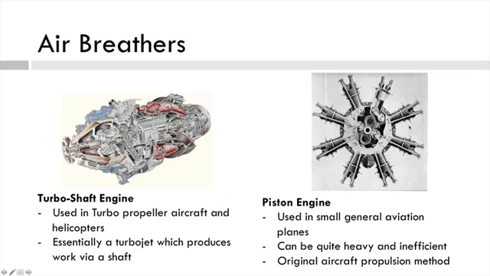We've got the piston engine, the original propulsion system, used for about the first 40-50 years of propulsion in aerospace. This is a V8 in a star configuration. Because a lot of early engines were cooled by air, they needed to spread them out like this. They're still used in a lot of smaller general aviation planes. They're quite heavy and inefficient.